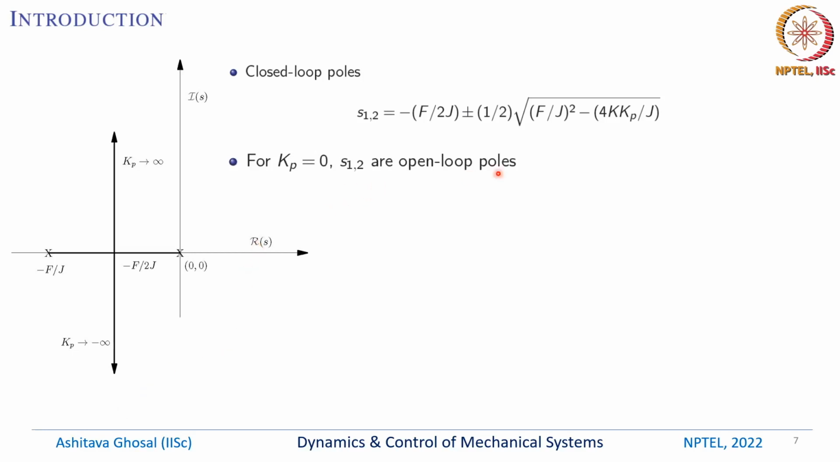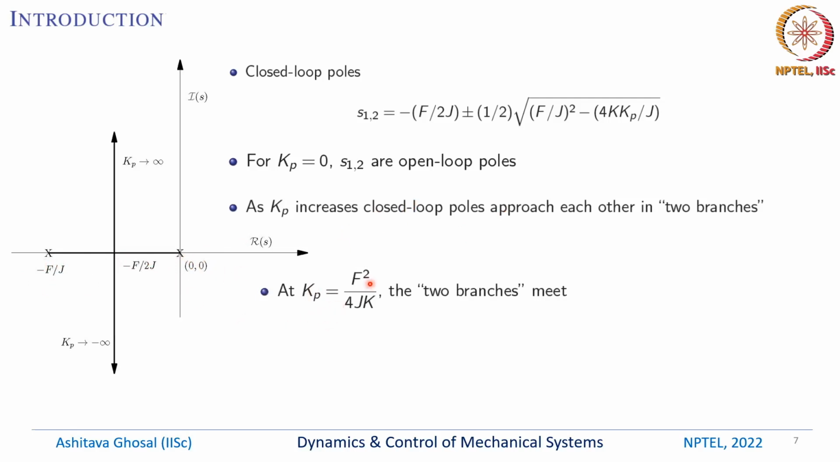For Kp equal to 0, you can see that S1, 2 are the open loop poles. If I substitute Kp equals 0 here, then you will get one root at 0 and one root at minus f by j. And as you increase Kp, the two roots will approach each other in two branches, and at Kp equals f square divided by 4j into k, the two branches will meet. So the term under the square root will become 0 and they will meet at s equals minus f by 2j.